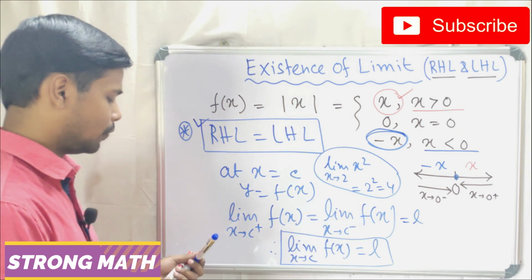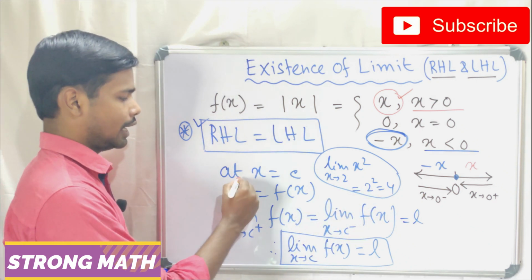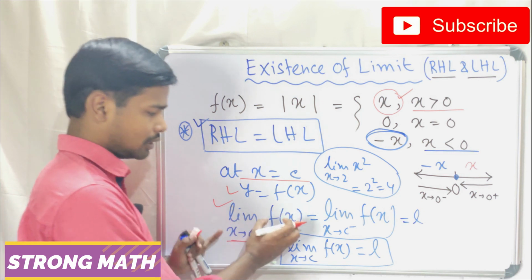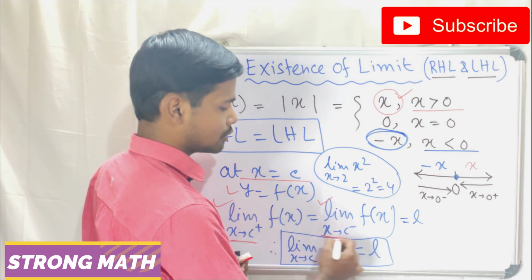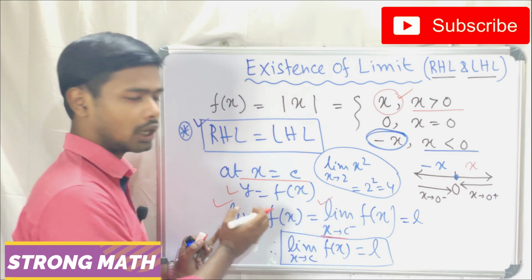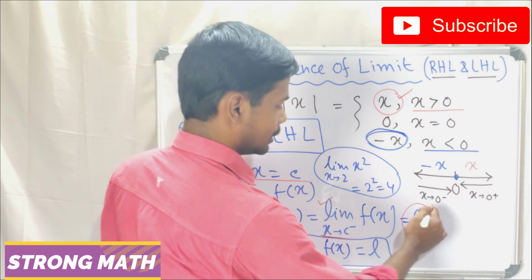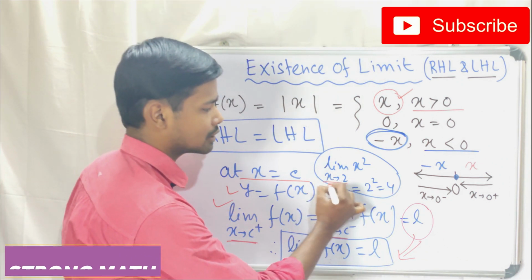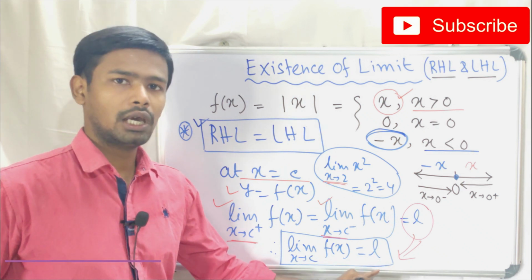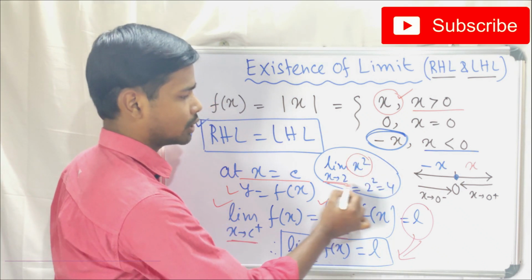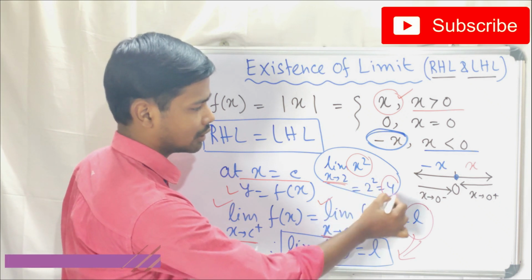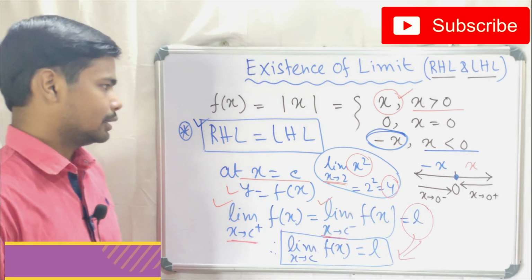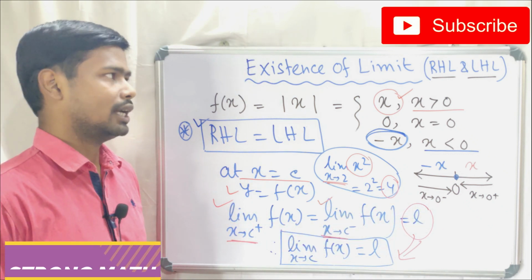That's why, for a function y equals f of x at x equals c, if the right hand limit, the limit as x tends to c plus, is equal to the left hand limit, the limit as x tends to c minus of f of x, and both are equal to L, then we can write the limit as x tends to c of f of x equals L. Here f of x is x square, so we can put the value directly and get the limit equal to 4. That's it for right hand limit, left hand limit and the existence of a limit.